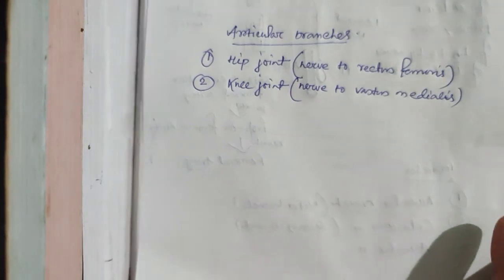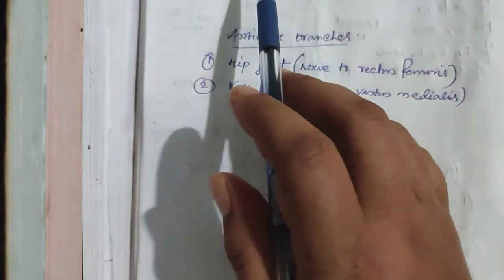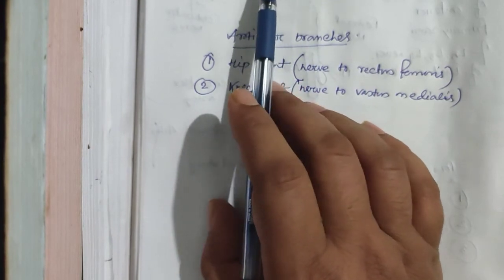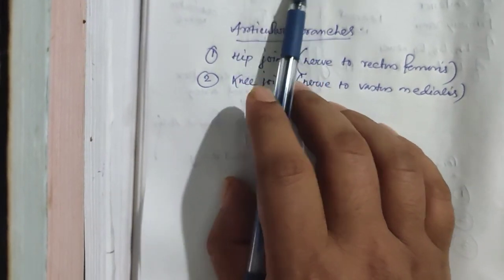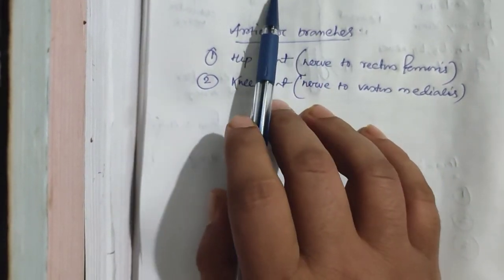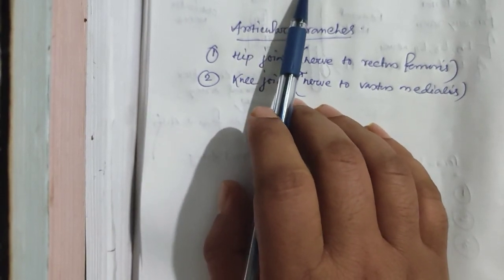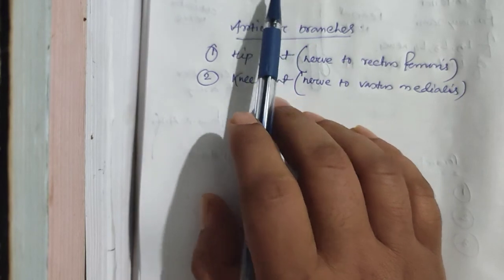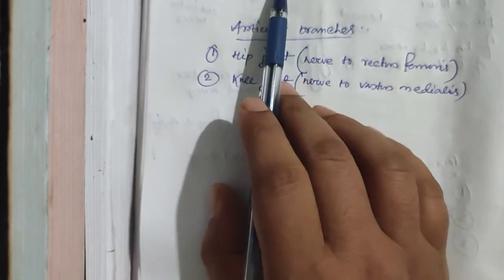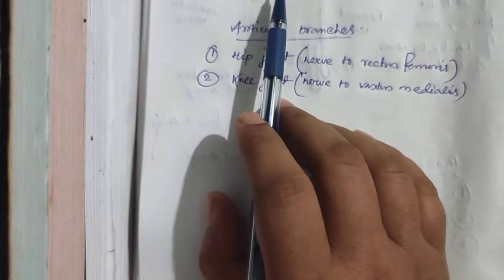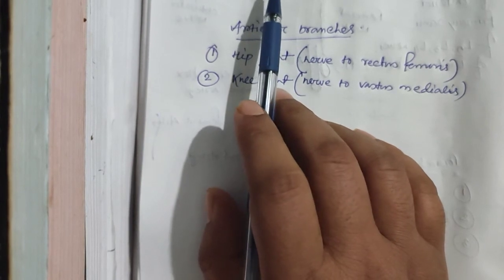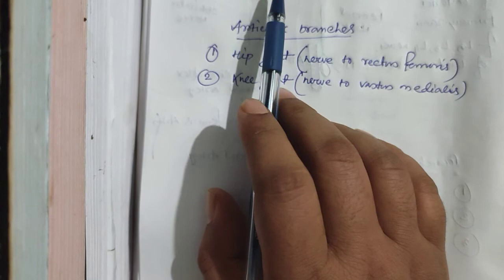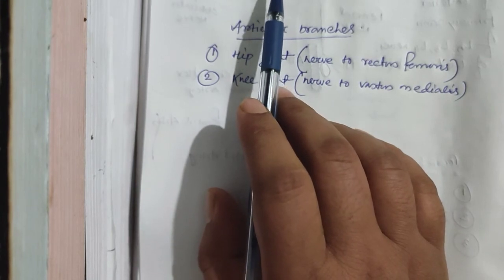Next, the cutaneous branch. The anterior division of the femoral nerve gives 2 cutaneous branches. One is the intermediate cutaneous branch of the thigh. Next is the medial cutaneous branch of the thigh. And the intermediate cutaneous branch of the thigh and medial cutaneous branch of the thigh supply the skin on the anteromedial side of the thigh.